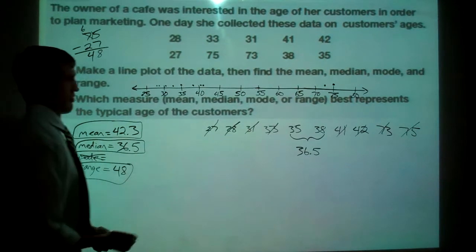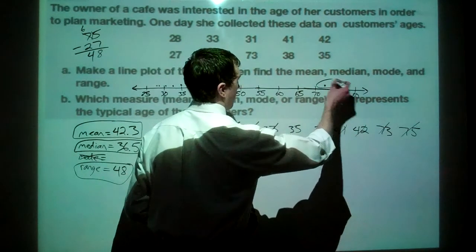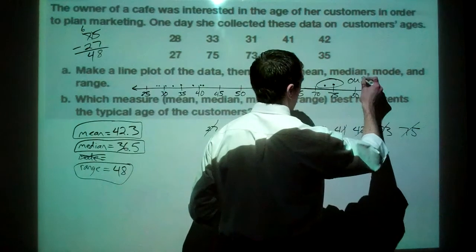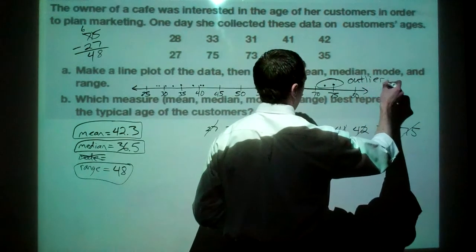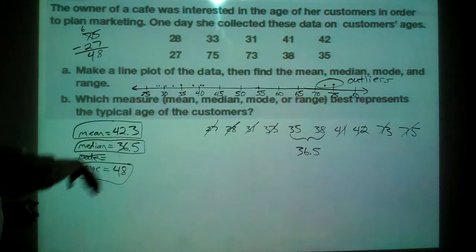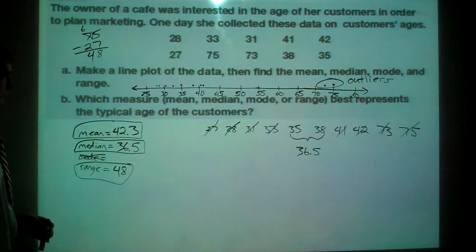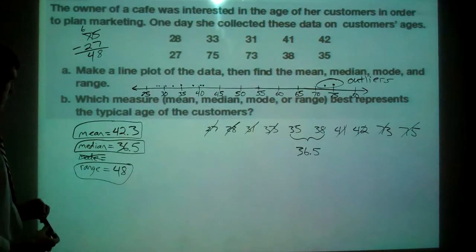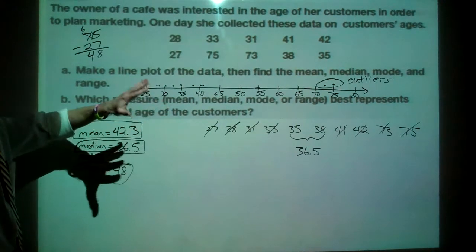So we actually call these two outliers. We've talked about those before. Outliers, because they don't seem to fit with the rest of the data. They're the points that don't really make sense in the set. All right, so the mean gets jacked up because of those outliers.